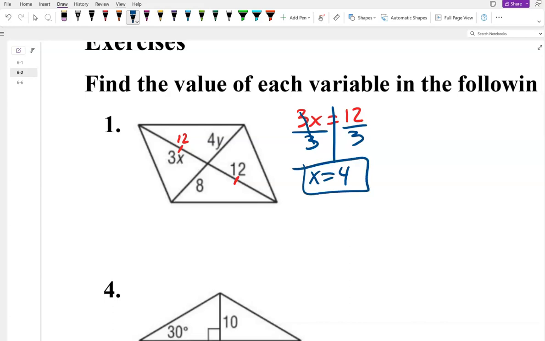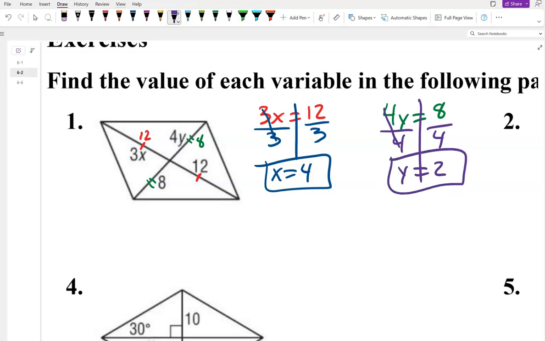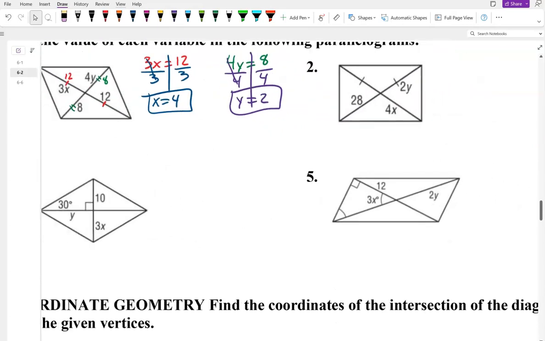Done. All right, solving for y is basically the same thing. It's just different numbers. That diagonal, right? You have 8, which means the other side is 8 as well. So I just set 4y equal to 8. And then I solve my equation. So divide by 4, y equals 2. Fairly straightforward.